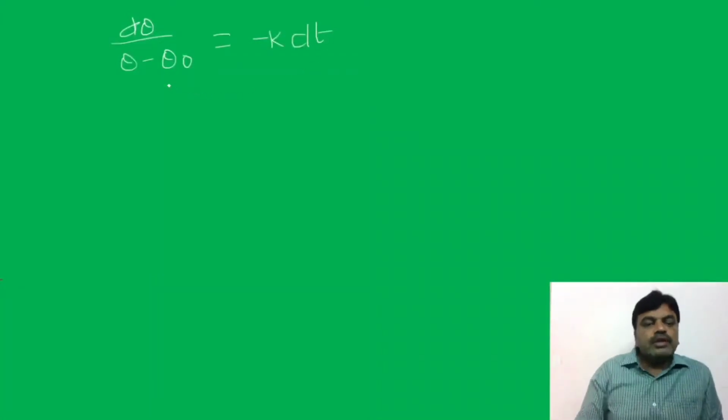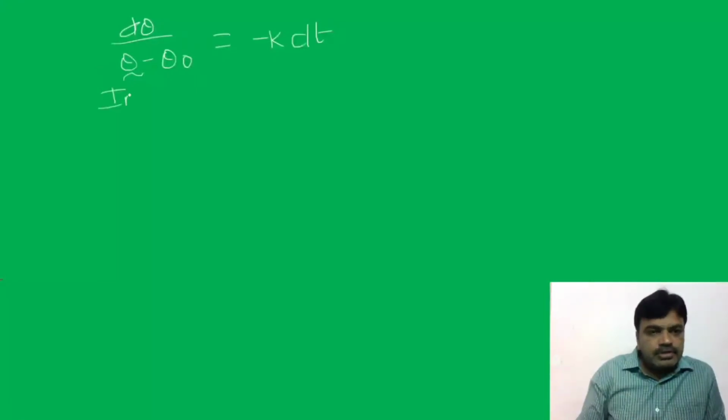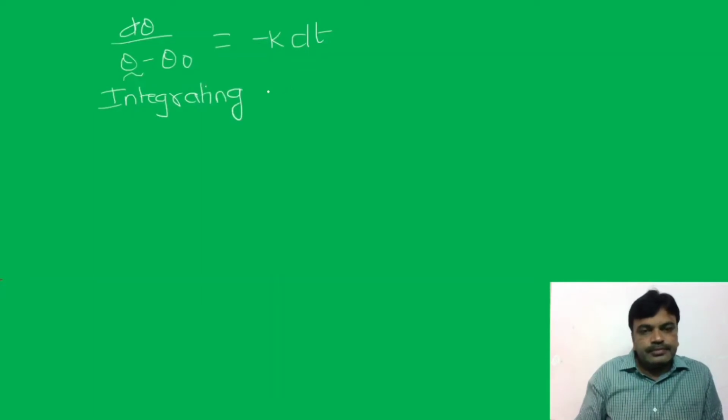Now what is the derivative of theta, friends? It is 1. Theta naught is a constant, so its derivative is 0. Finally we get 1 here. k is a constant. So we can integrate on both sides, friends. So, integrating on both sides.